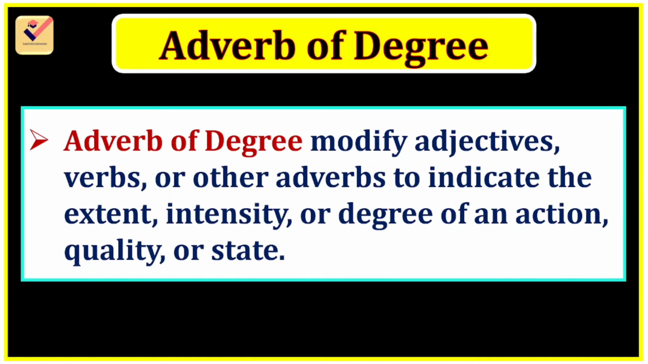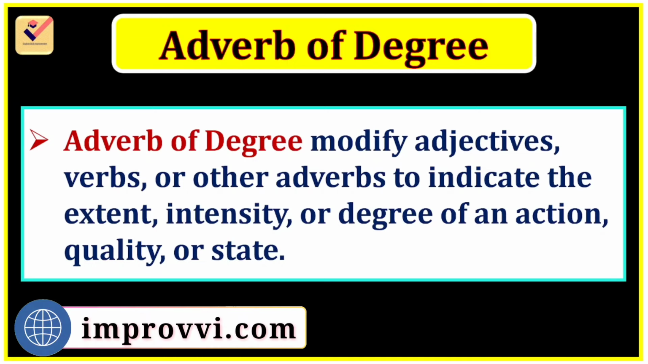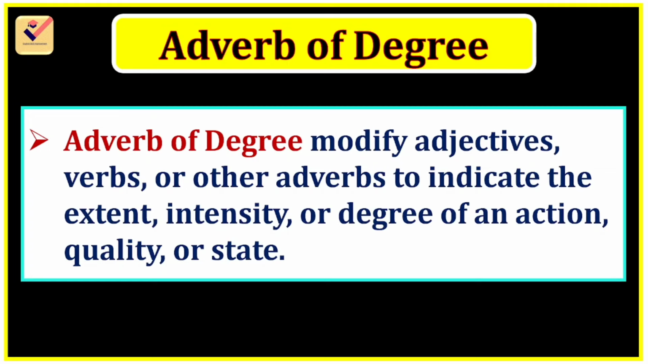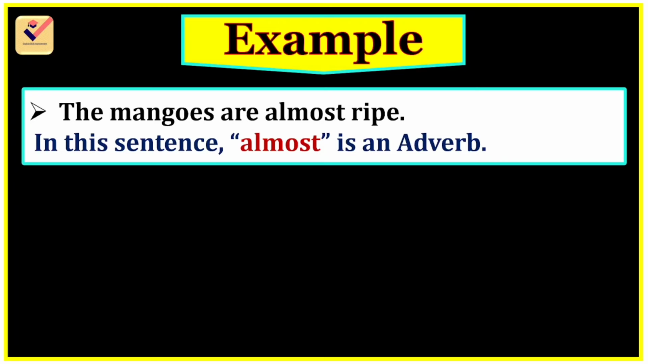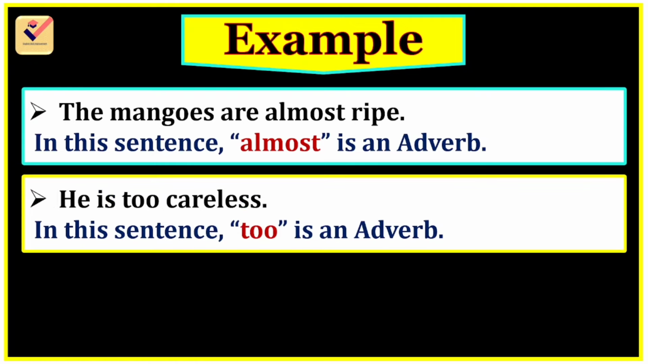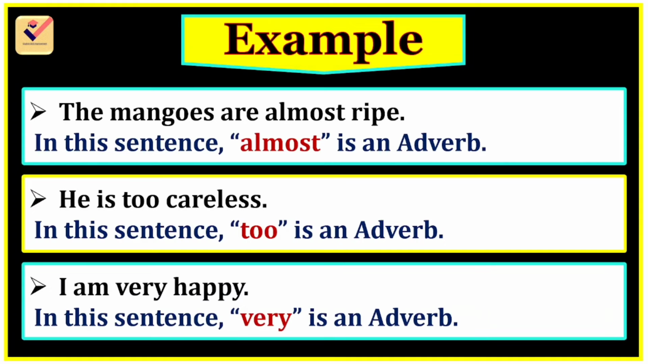Adverb of degree modify adjectives, verbs, or other adverbs to indicate the extent, intensity, or degree of an action, quality, or state. Examples of adverb of degree: too, very, almost, fully, wholly, completely, partly, much, deeply, totally, entirely, somewhat, altogether, little, rather, enough, half, greatly, poorly, strongly, extremely, nearly, quite, etc. The mangoes are almost ripe. In this sentence, almost is an adverb. He is too careless. In this sentence, too is an adverb. I am very happy. In this sentence, very is an adverb.